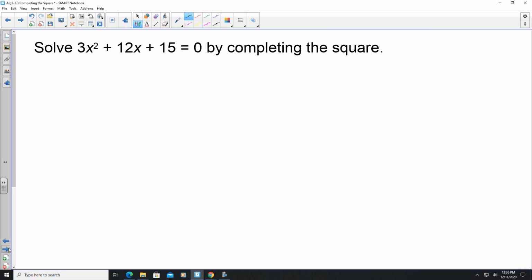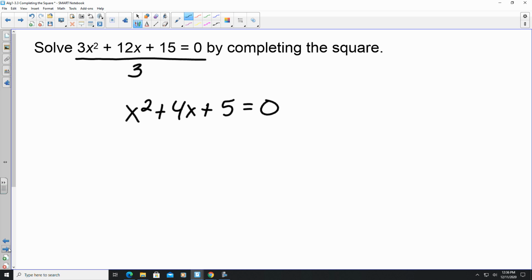So now looking at this one here, again, those two stipulations must hold true. Is a 1? In this case, no. A is 3. So what I'm going to have to do here is divide the entire equation by 3 so I can get a as 1, which now gets us to be x squared plus 4x plus 5 is equal to 0.